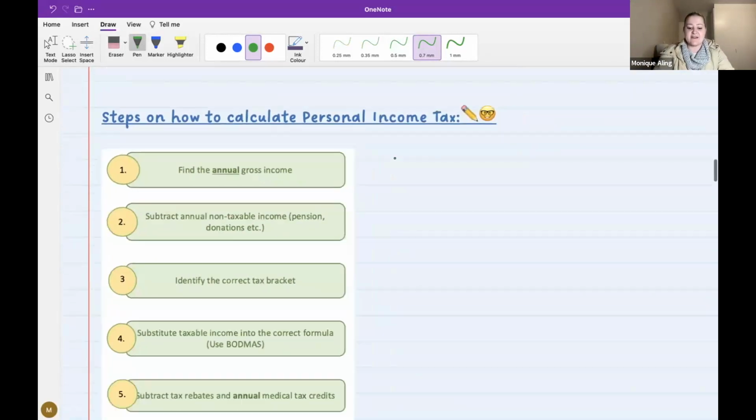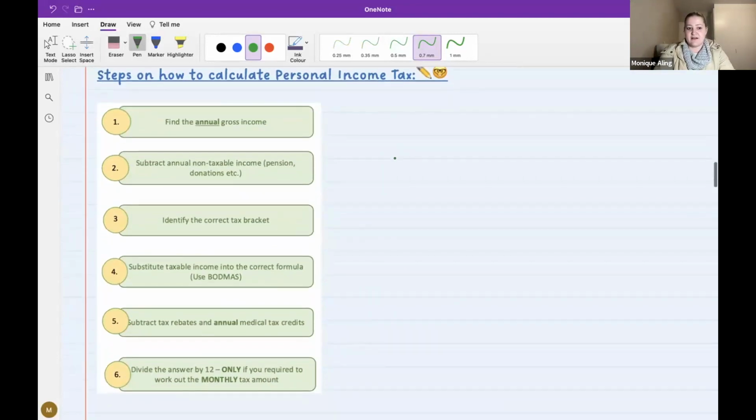And then another screenshot moment. This is just, instead of the other diagram, another way you could learn how to work out tax. There are 6 steps. Find the annual gross income. You subtract non-taxable income, which we've spoken about. You identify the correct tax brackets. We then work out using BODMAS. We minus any rebates and medical tax credits. We get our answer. If they want the monthly amount, we just divide by 12.